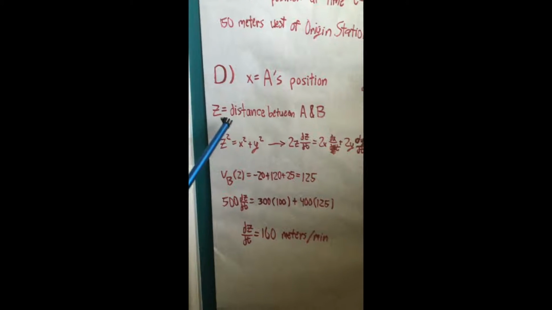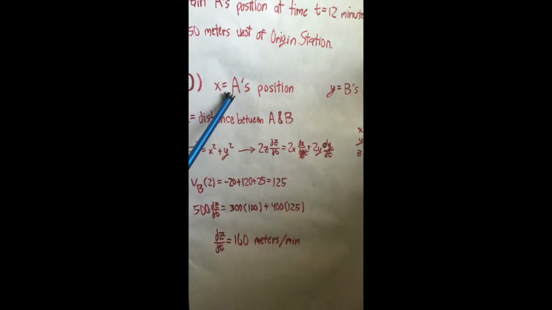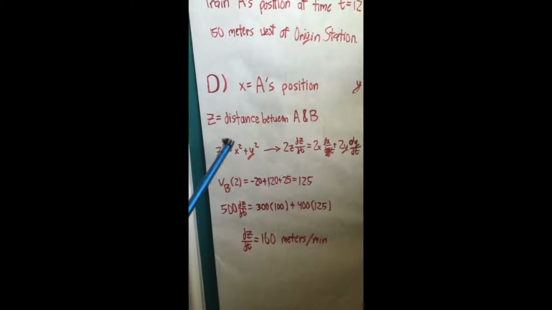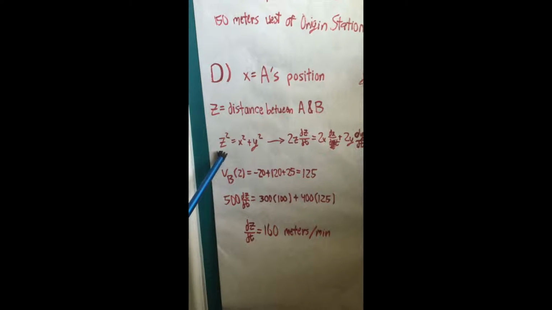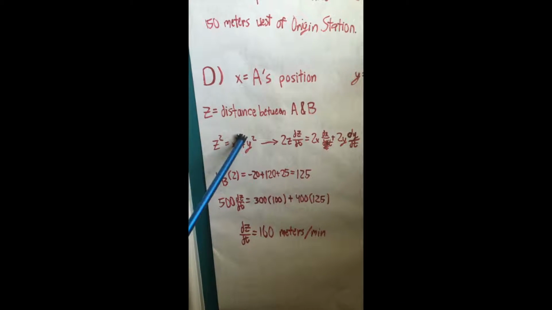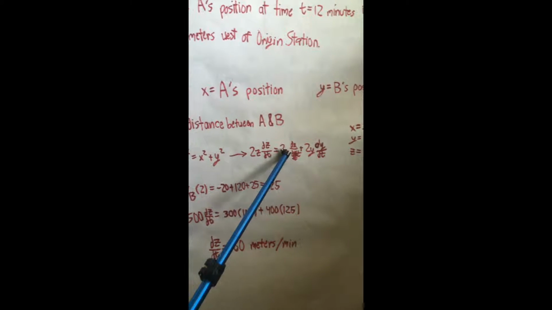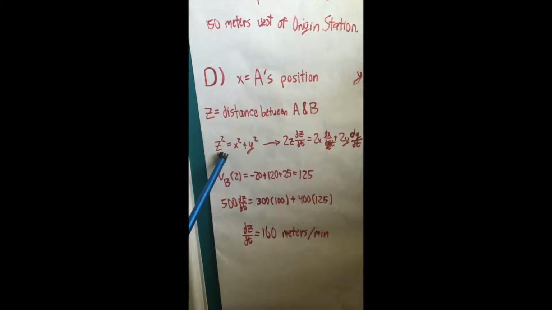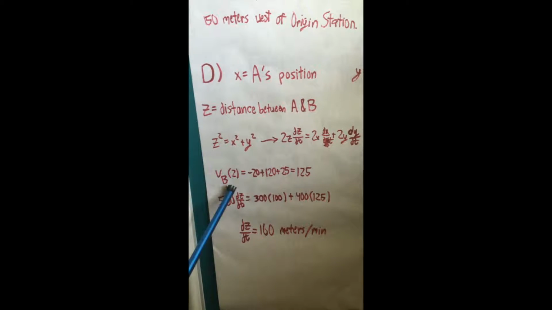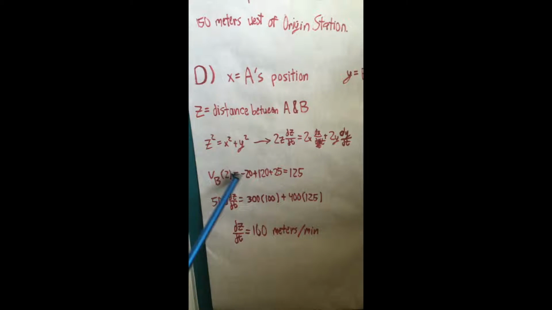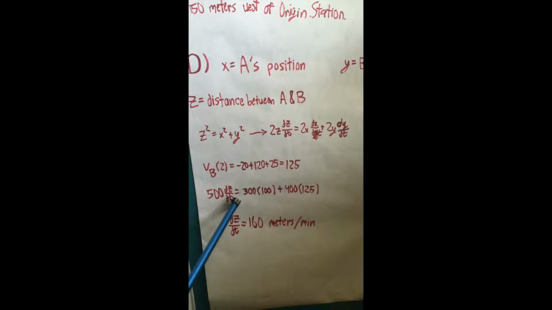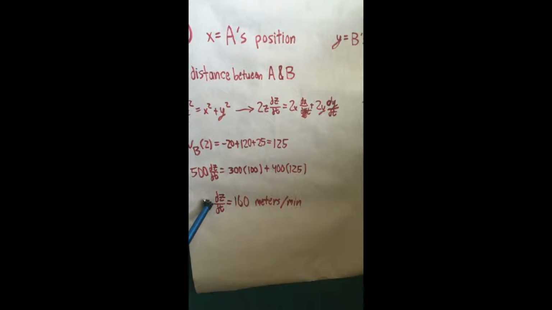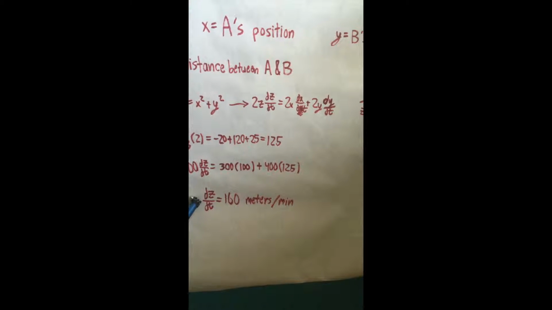Because train A is moving east and train B is moving north, they form a right angle, and we can use the Pythagorean theorem to solve this, and z would be the hypotenuse between the 2 points. This is what we get when we take the derivative of this equation. After plugging in t equals 2 for the velocity of train B, which was the equation given to us, and plugging all values in, we find that the rate of change of the distance between the two trains is 160 meters per minute at time t equals 2.